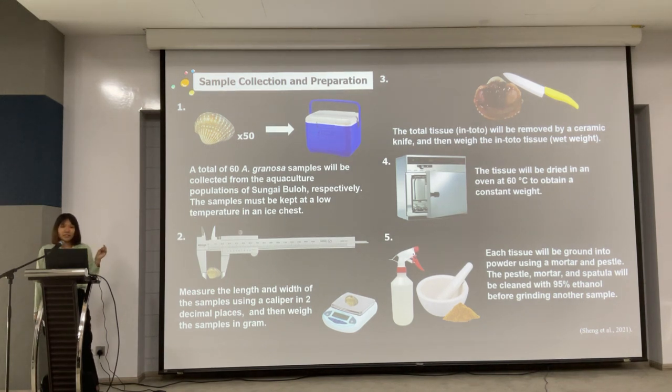After that, the tissues will be put into the oven at 60 degrees Celsius until constant weight. And then after the samples are dry, I will grind the samples using mortar and pestle. And the mortar, pestle and spatula will be cleaned with 95% ethanol.